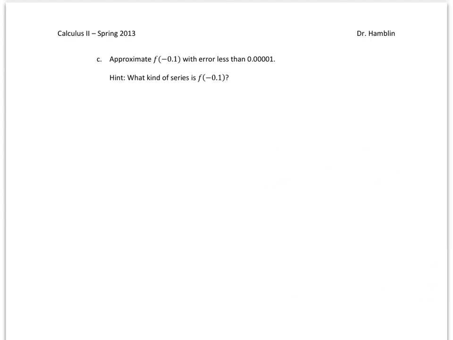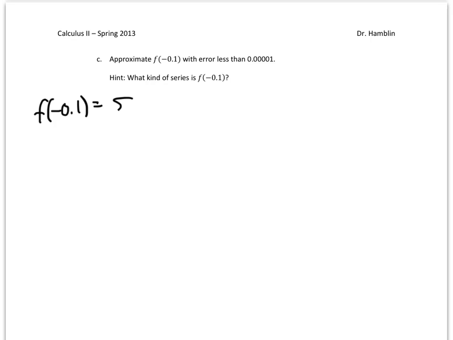So now we want to approximate f of negative 0.1, and we're given an error tolerance of less than 0.00001. The hint here is to think about what kind of series f of negative 0.1 is. So let's write it out. Let's write out what f of negative 0.1 is.